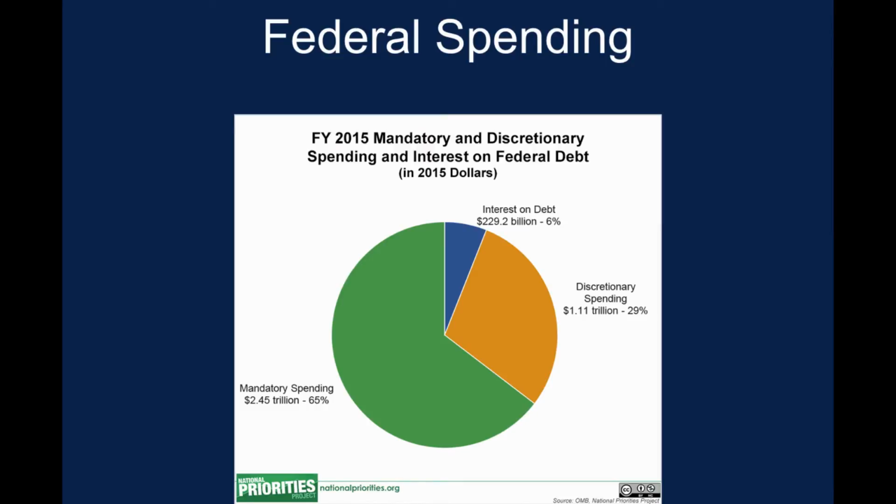So how does the government spend its money? Federal spending is divided into three categories. Mandatory spending accounts for the majority of the budget's expenditures. Discretionary spending is less than 1/3 of the total spending. And finally, interest paid on the national debt, which is roughly 6%. We'll go into more detail in the last two categories, which account for more than 90% of the federal budget.